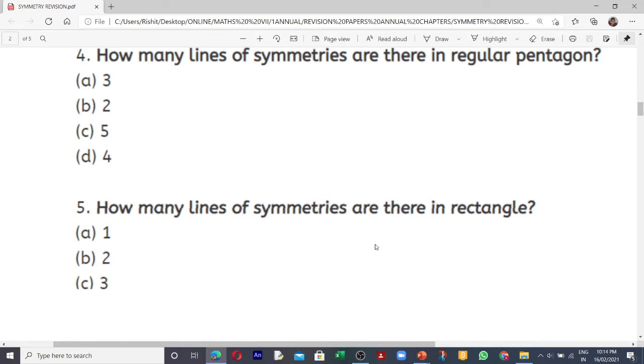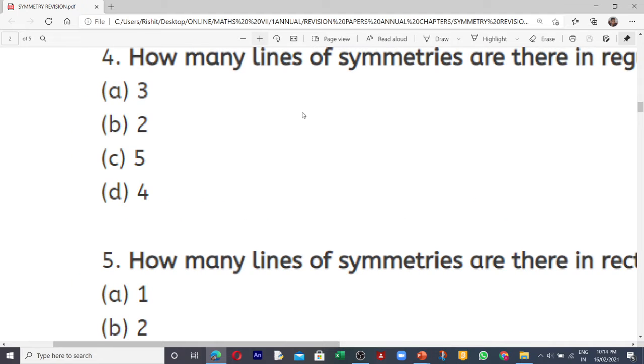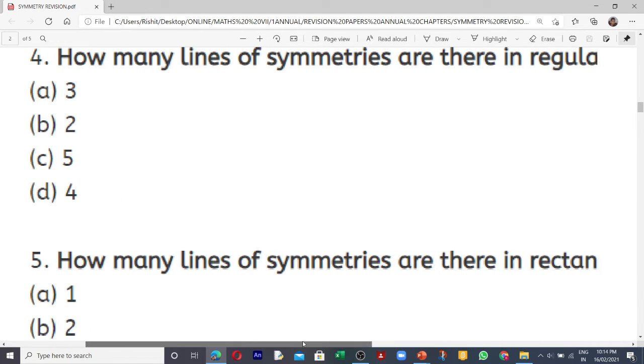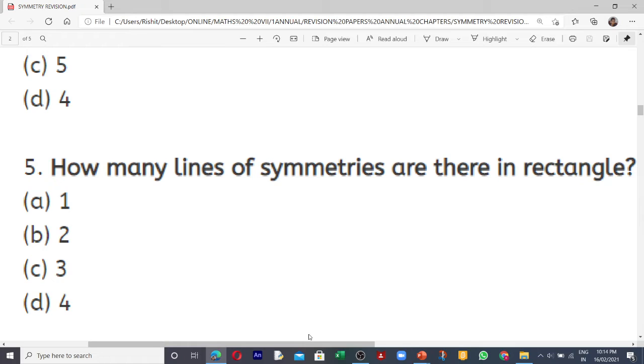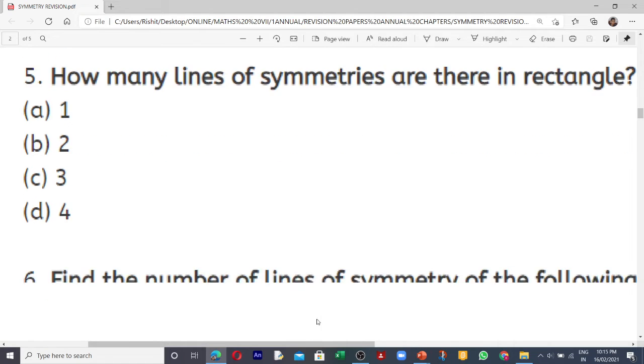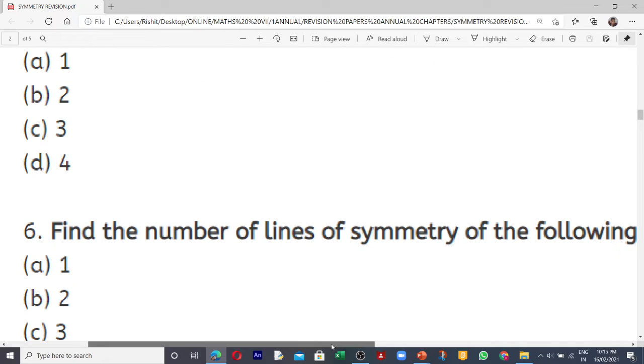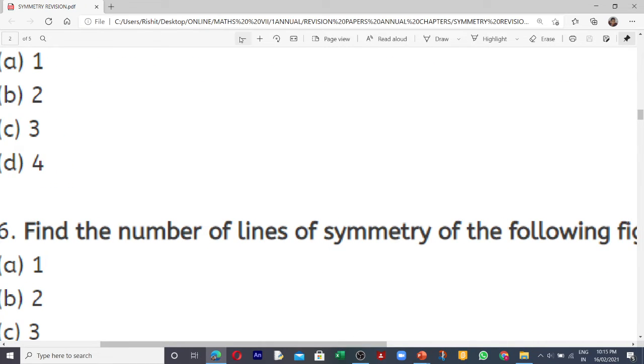Now, 5th question. How many lines of symmetry are there in a rectangle? In a rectangle, how many lines of symmetry are there? See, it's a bigger one. What will be the answer, children? Question number 5. What will be the answer? Now the time is up. You all should write it in the chat box, children, quickly. Those who are writing, it's good. Those who are not writing, just write it quickly, children.